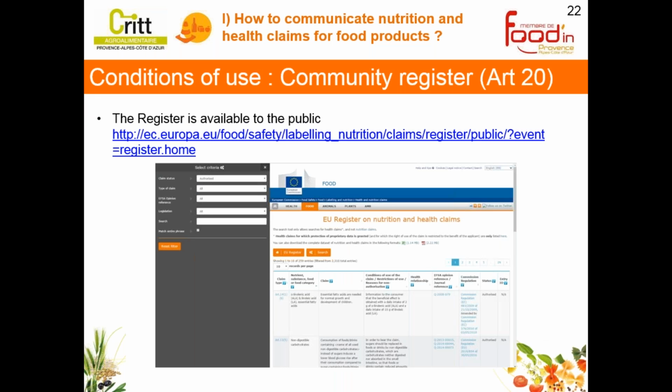The Commission maintains a community register of nutrition and health claims made on food, which is available to the public. It includes the nutrition claims and the conditions applying to them, restrictions, the authorized health claims and the conditions applying to them, and a list of rejected health claims and the reasons for their rejection. Health claims authorized on the basis of proprietary data shall be recorded in a separate annex to the register.